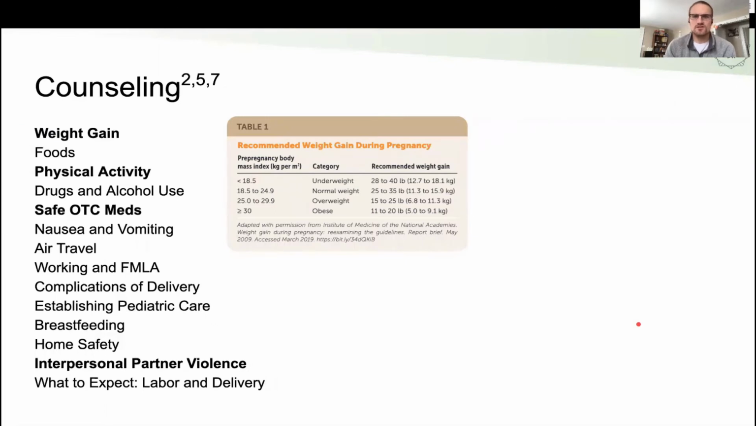So another portion of the prenatal visit is counseling. On the left, you see a wide variety of topics that you can counsel on. By no means is this an all-inclusive list. There are many things that you could talk about. We're highlighting just a few here.